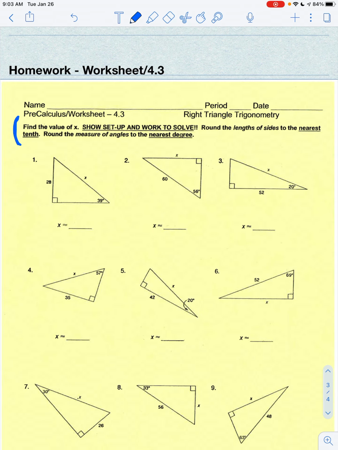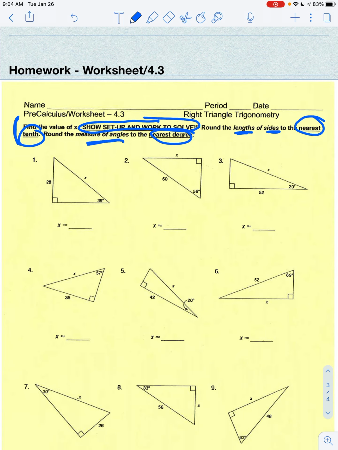You want to show your setup, your equations. You might decide to do that on a separate sheet of paper. The margin may not be enough, so you're going to turn this into me. And so if you want to upload the worksheet and your work to Canvas, that would be fine. But round the lengths of sides to the nearest tenth. You can see that here. Round the measures of angles to the nearest degree.